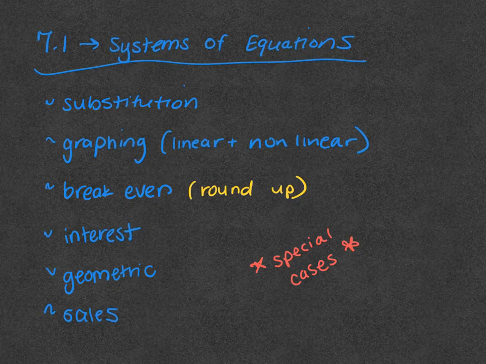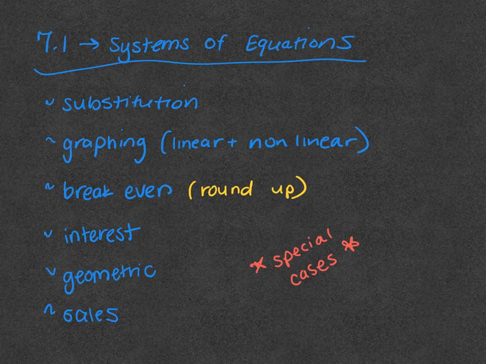You had all of these different kinds of word problems. Break even, where you have to round that number up. Interest, geometric, which is like your perimeter. You can do perimeter, you can do area, that kind of stuff. And then sales, where like you're selling the tickets or you're selling items, that kind of stuff, where you're going to set up a system and solve it. So you will see multiple of all that stuff.